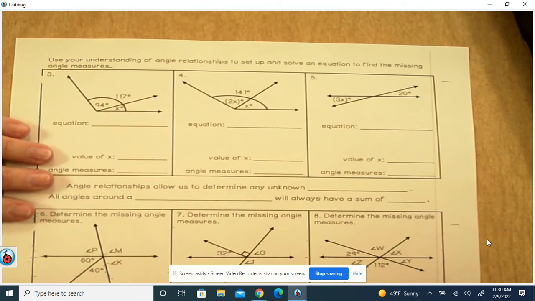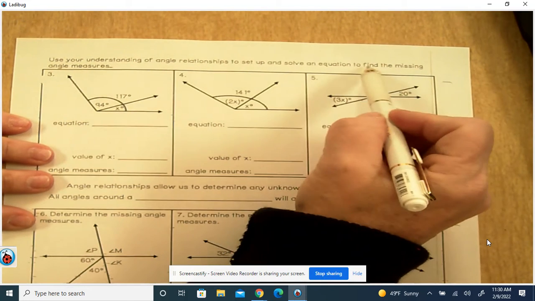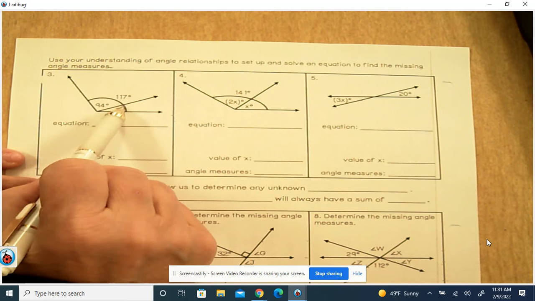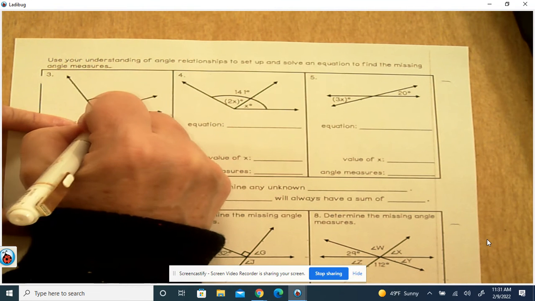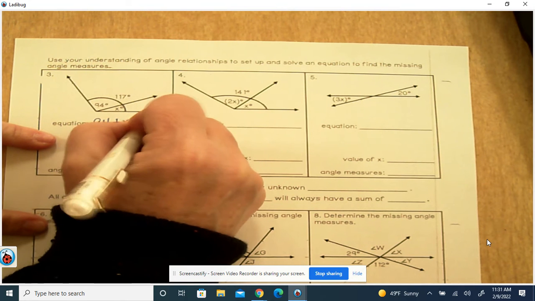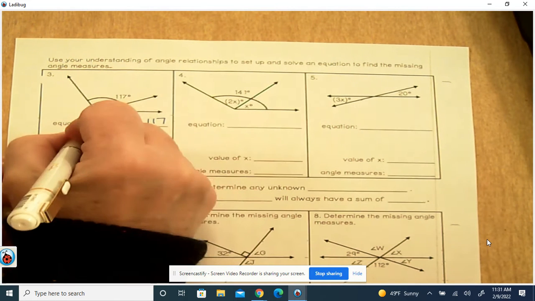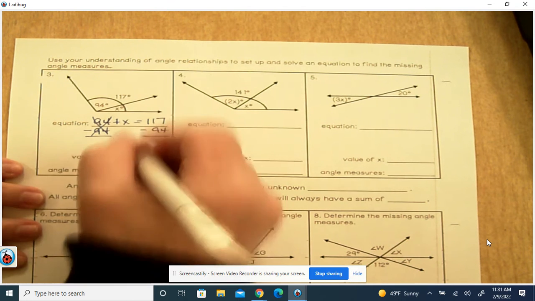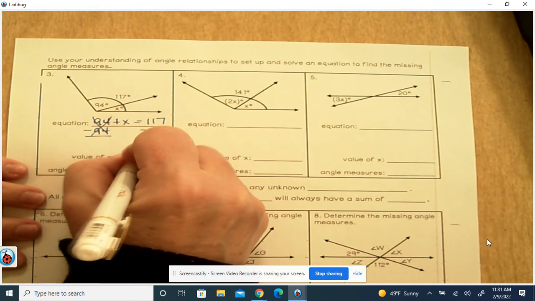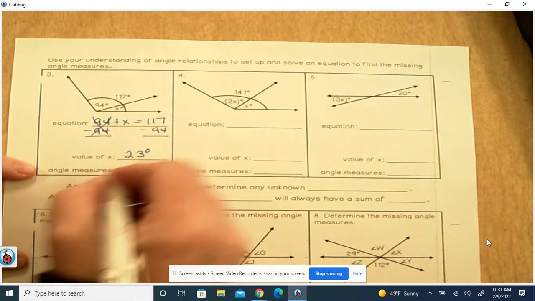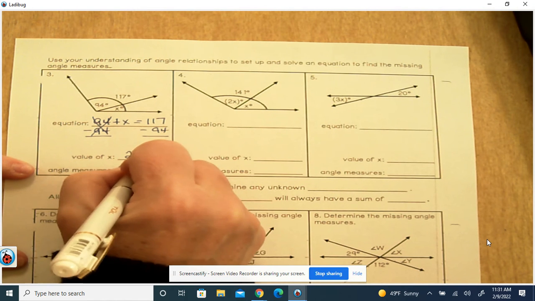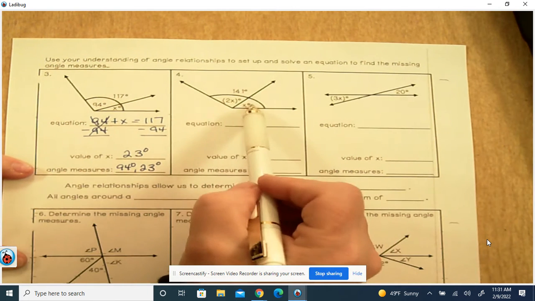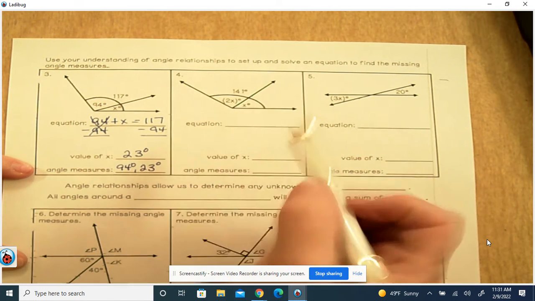All right, use your understanding of angle relationships to set up and solve an equation to find the missing angle measures. So all of this together equals 117. So that's 94 plus X equals 117. And if we subtract 94, you also can do this in the calculator. It cancels out. The value of x here is 23 degrees. And the angle measures are 94 degrees and 23 degrees.